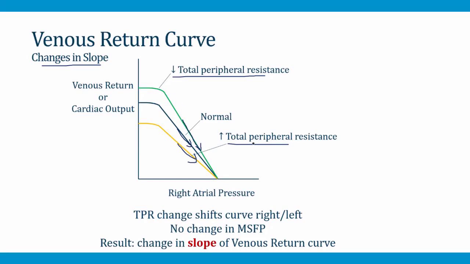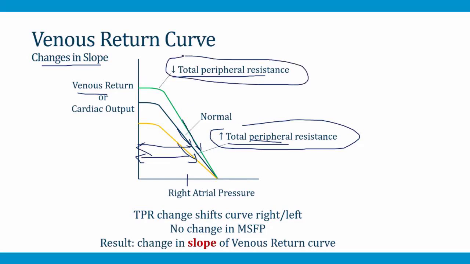And the reason for this is because total peripheral resistance determines how much blood can flow through the body as a whole and make it back to the heart for venous return. So when there's an increase in total peripheral resistance, for any given right atrial pressure, you're going to get a lower cardiac output and a lower venous return. And that's because there's more resistance to flow, less blood can move through the body as a whole and be returned to the heart as venous return. The opposite happens if the total peripheral resistance falls.